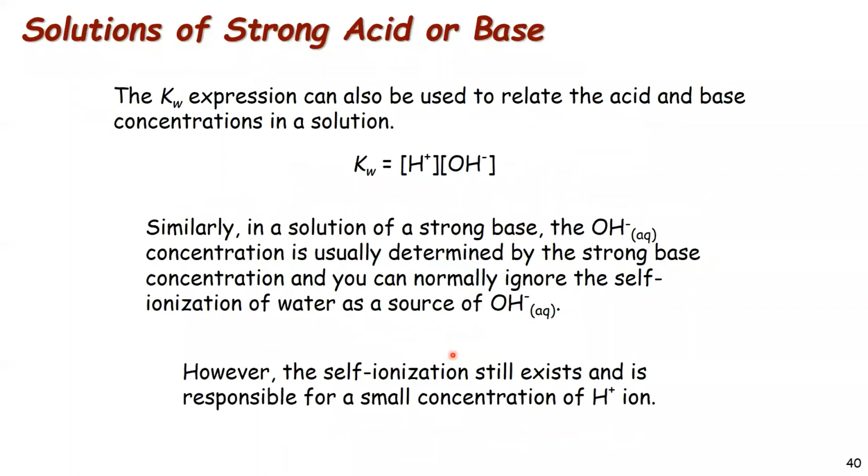Okay, so now the same thing is true for the strong base. For the strong base, again, we're just going to ignore the self-ionization of water. We're going to say in this equation that this is the hydroxide ion concentration due to the concentration of hydroxide from the strong base, and we're simply going to solve for the hydrogen ion. So again, just like we did for the strong acid, we're going to do the same thing.